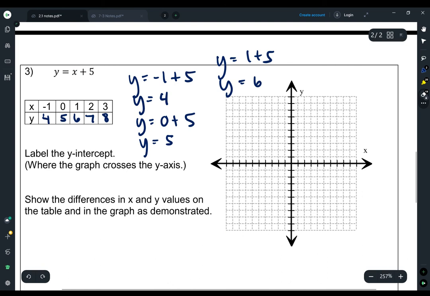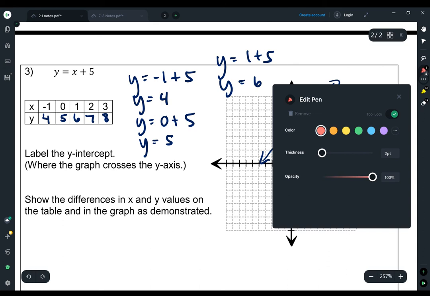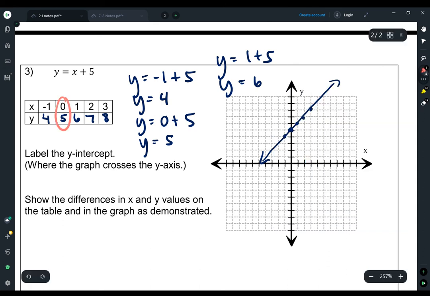So let's get this stuff out of the way. Now I'm going to go ahead and graph. So -1 is up 1, 2, 3, 4. 0 is 5, 6, 7, and 8. Draw my line. I want to label my y-intercept again. If my y-axis is right here and my line is right here, this is where they're crossing. So I'm looking for where those two lines cross. I have, again, a 0, 5 here. I have my y-intercept at 0, 5. And I have a +5 in my equation.